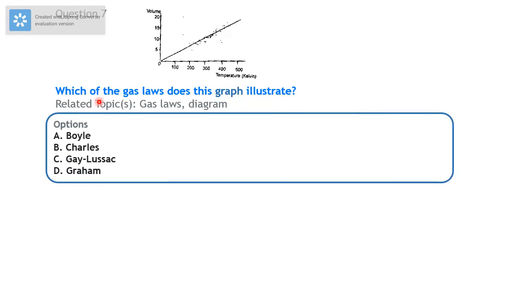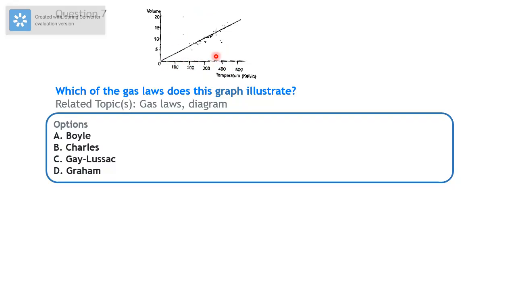Next, we have a diagram here. Which of the gas laws does this graph illustrate? If you look at this graph, this is a graph of volume against temperature, and as you can see, this graph slopes upward like this, and this indicates a direct proportionality between the volume and temperature. What that means is that as the volume is increasing, the temperature is increasing.